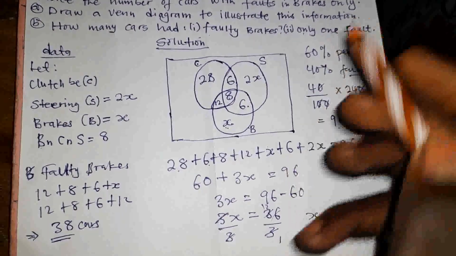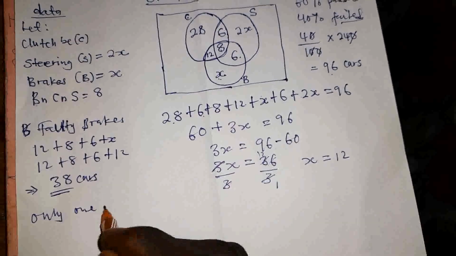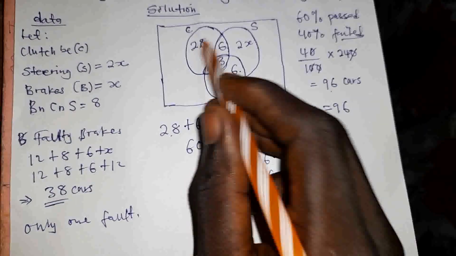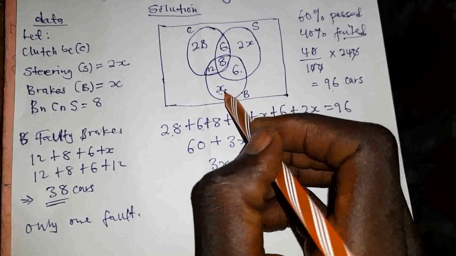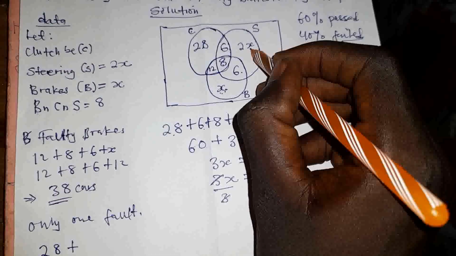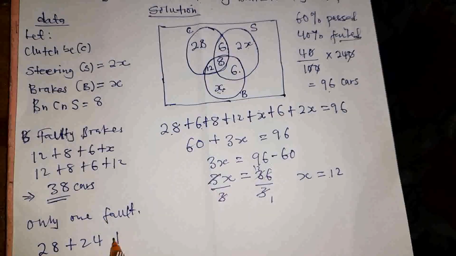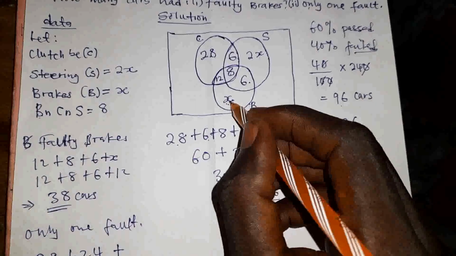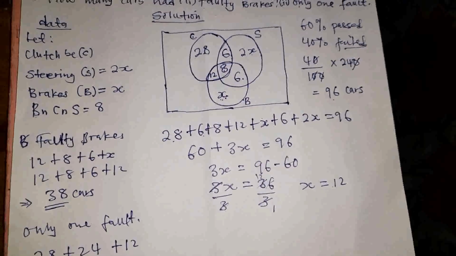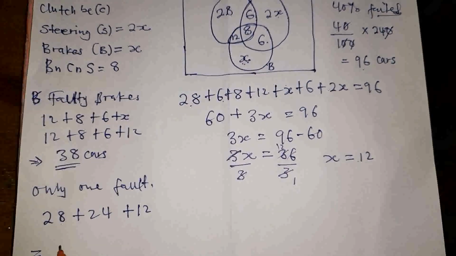Good. So the next question asks only one fault. Only one fault is going to be, let's write only one fault. So only one fault is going to be only clutch, only steering and only brake. That is going to give us 28 plus this 2x. What do we have as x? 12. 2 times 12 is 24. So 28 plus 24 plus x, which is 12. So only one fault will be 28 plus 24 plus 12, which is 64 cars.